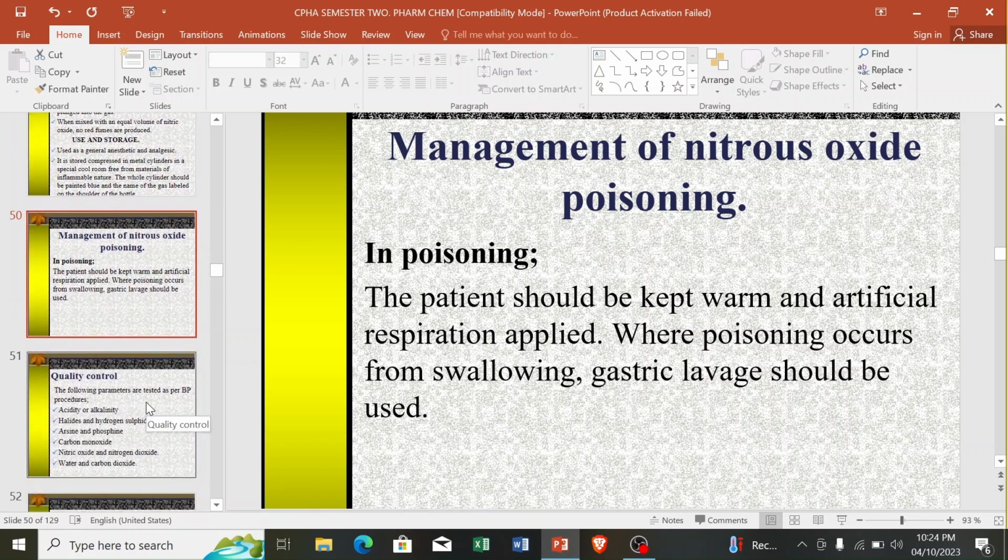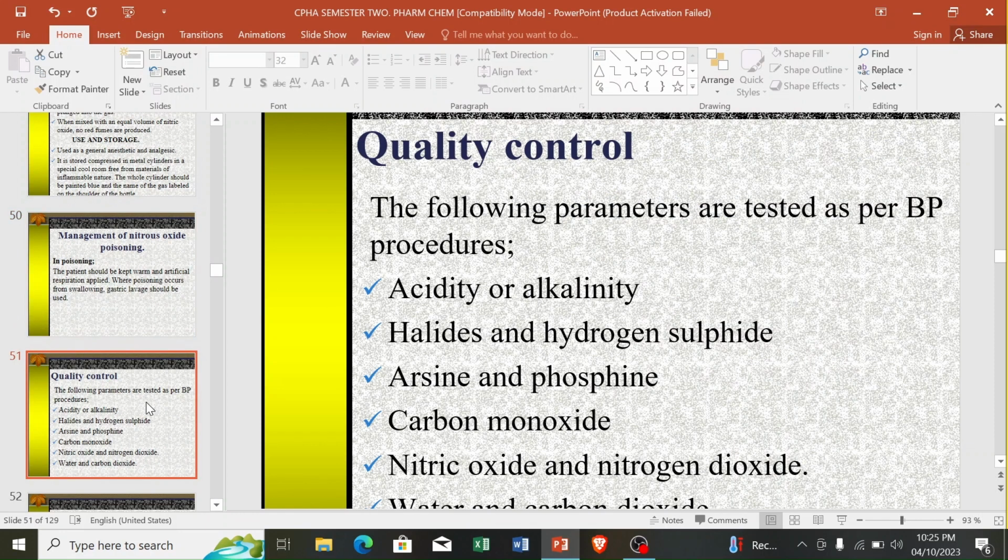Alright, so after we have known the use, we need to know the different quality controls. Quality control, like I was saying the other time: after we have prepared it from those different methods of preparation, how can we know it is pure, it is of quality? How we can know is when we carry out tests, when we sample out whatever we have manufactured and carry out tests on it.